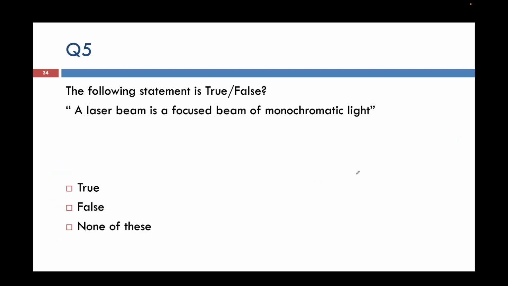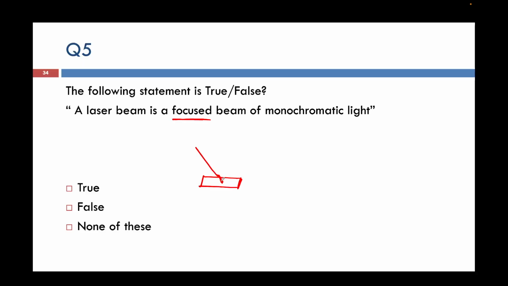Okay, this is the fifth question. The following statement is true or false: a laser beam is a focused beam of monochromatic light. True or false? Think in terms of a point perspective, not a sample perspective, whether it's true or false. True, sir. True. That is why I gave the hint of point perspective, because a focused beam means it should focus on a point, a single point.